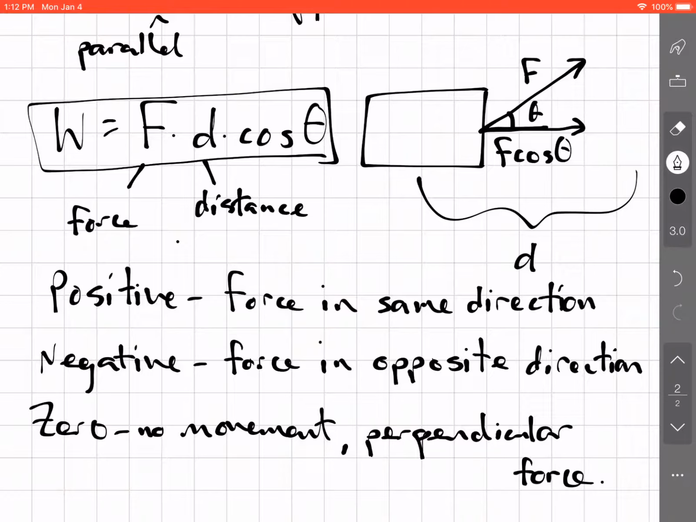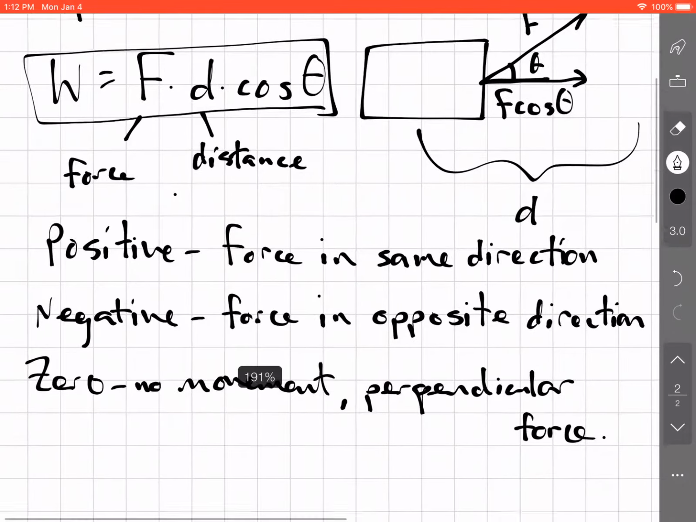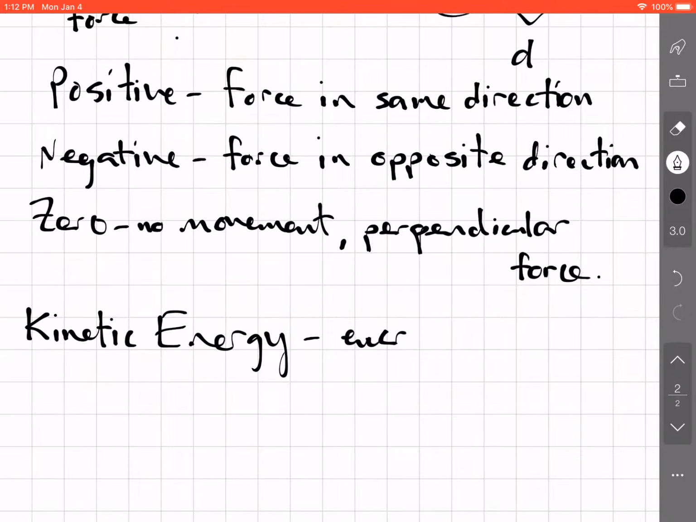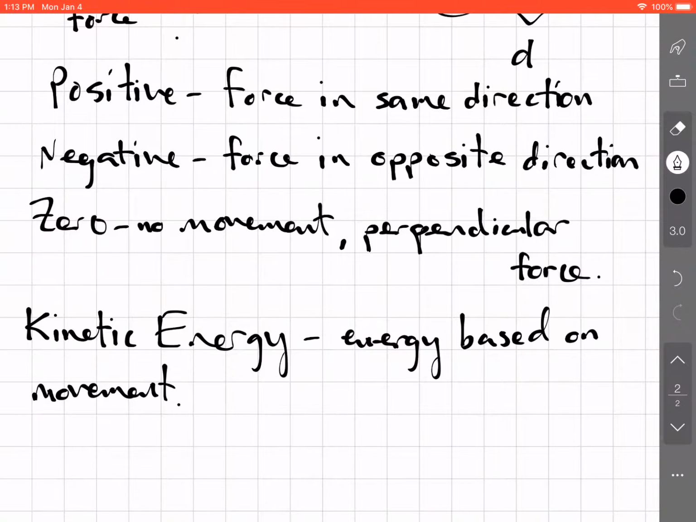And moving a little bit further, a lot of you have heard of energy before and what it entails. But the idea here is we have two different kinds. You have kinetic energy and we have potential energy. So kinetic is based on movement. So this is energy based on movement. And it has an equation of KE equals 1/2 m times v squared.